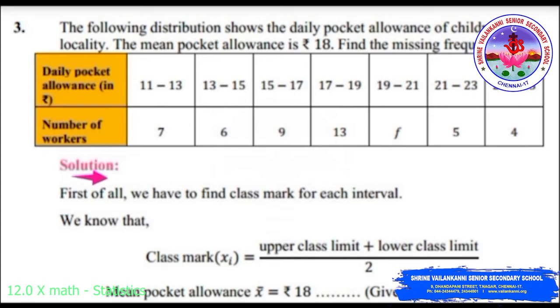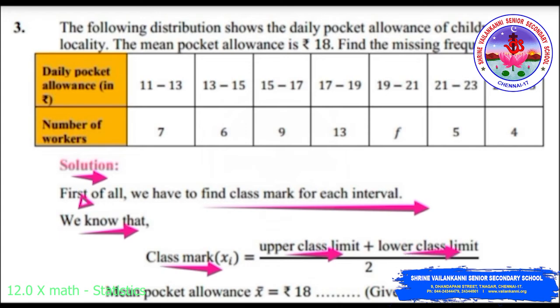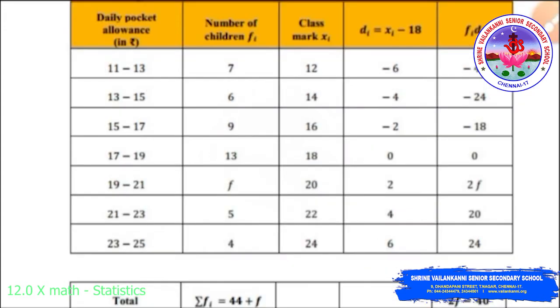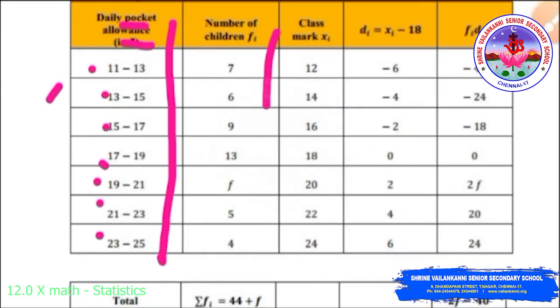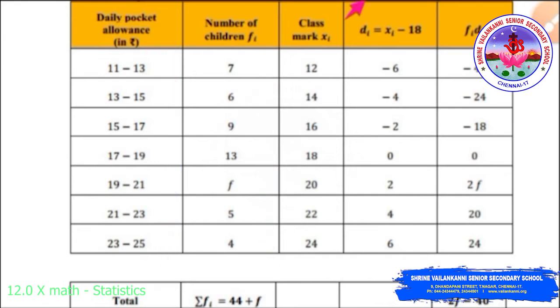Coming to the solution, first of all, we have to find out the class mark for each interval. We know that the class mark can be found out by adding the upper class limit plus lower class limit divided by 2. And he has given the mean pocket allowance as rupees 18. Putting the class interval in the tabular column, the frequency denotes the number of children that come under this interval. Getting the class mark as one of the columns, I am taking the assumed mean as 18.